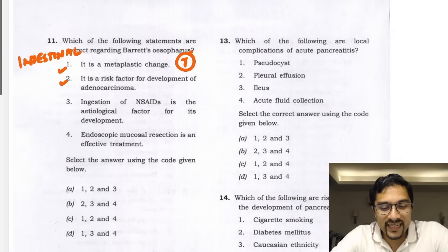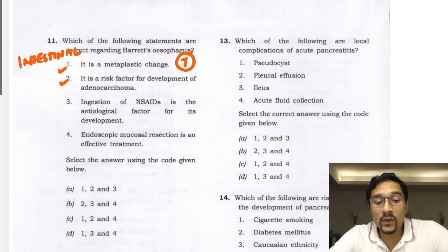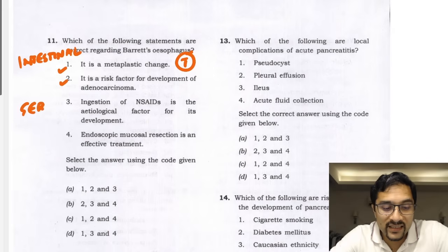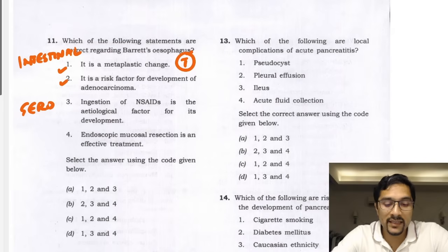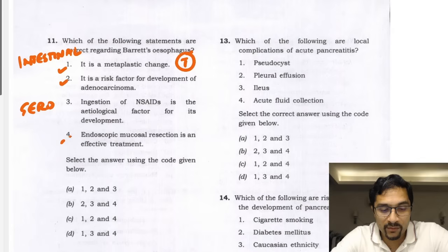Ingestion of NSAIDs is a risk factor. No, we know that GERD is a risk factor. NSAIDs can give rise to peptic ulcers, but GERD increases the risk of Barrett's esophagus. And EMR, endoscopic mucosal resection, is a treatment option that is correct. So 1, 2 and 4 are the correct answers.